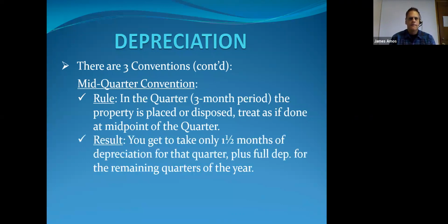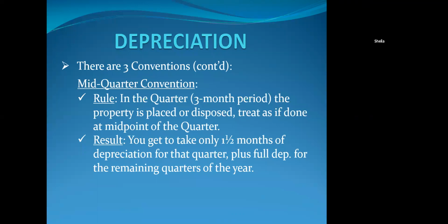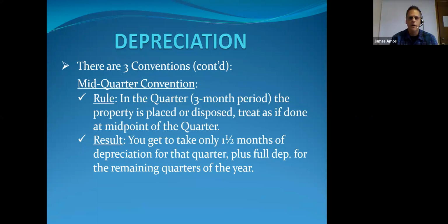Okay? So what's the result? Well, you only get to take 1.5 months of depreciation for that particular quarter. But you still get to take the full depreciation for the remaining quarters of the year. So if you're using mid-quarter convention and you place some property in service in the first quarter, you start depreciation on which date? February 15th, that's right. So from February 15th through the end of the first quarter, you only get to take half the depreciation. But for quarters 2, 3, and 4, for the rest of the year, you get to take the full depreciation for each of those quarters.